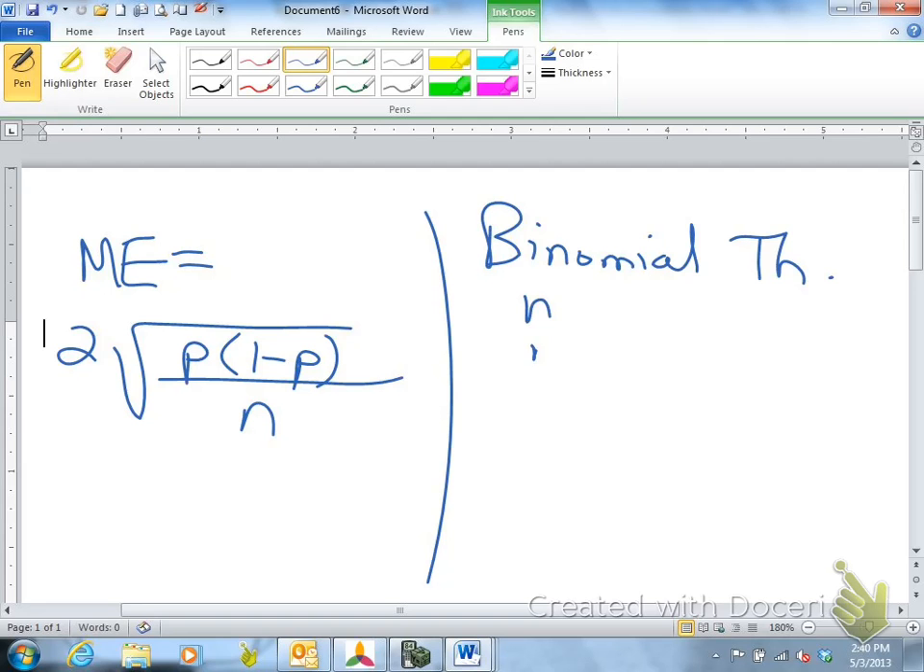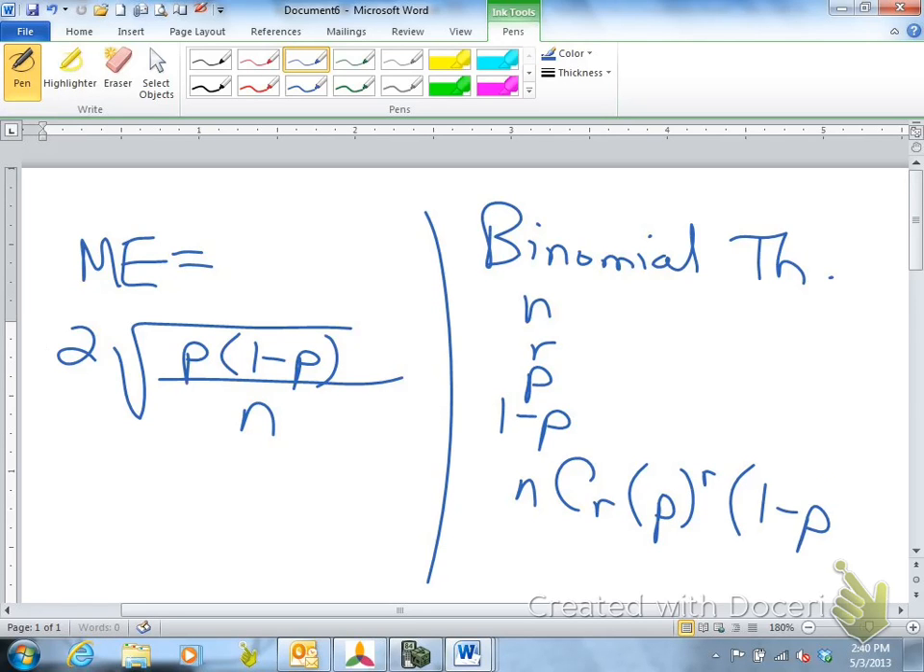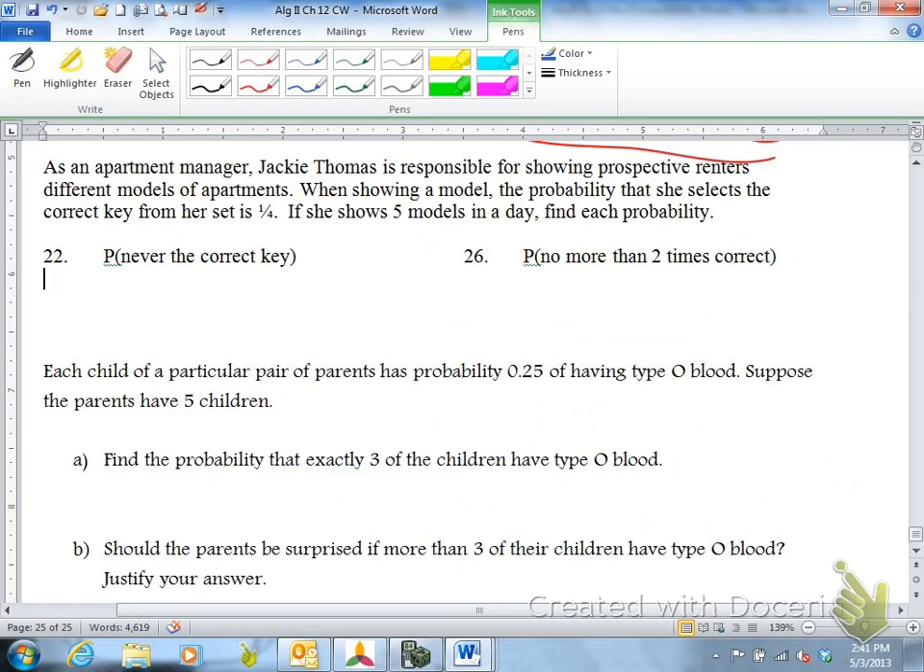The binomial theorem is when you identify the number of trials, the number of successes, the probability of success, and the probability of failure, and it's n choose r, p raised to the r, 1 minus p raised to the difference of n minus r. So you don't actually have to write it. I won't ask that you write it in these terms. You should know it well enough to use it, though, on questions such as this one.